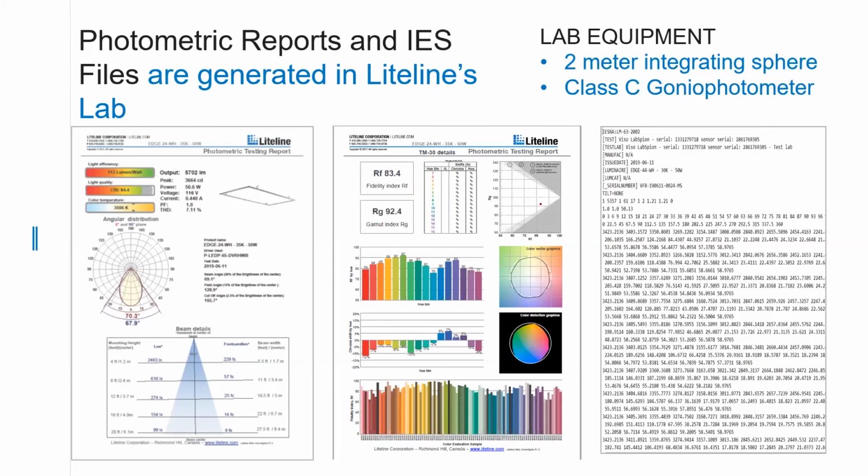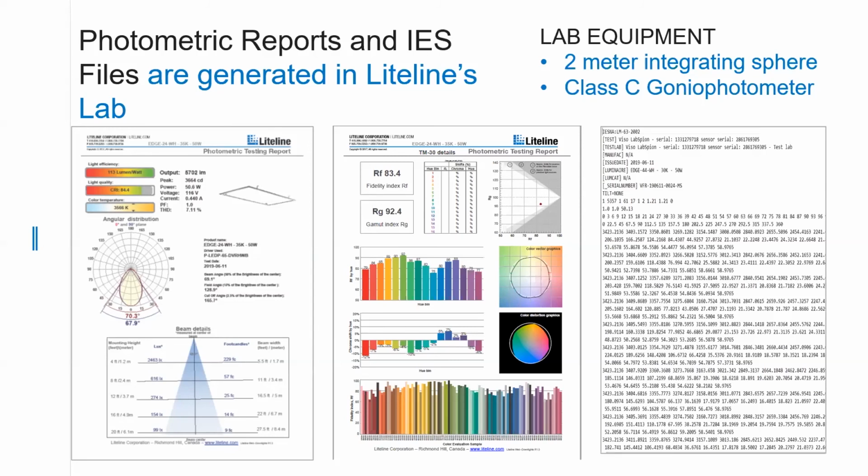So photometric reports are generated when a fixture is placed inside a photometric sphere that is 2 meters in diameter. It looks like a very big green egg barbecue, only it's lined with this flawless white reflective coating. And the Class C goniometer, which is also within our lab, is in its own black room, completely blacked out. The Class C goniometer is what a fixture is mounted on to get the angular distribution that we publish on our reports. But we'll go through that in more detail.